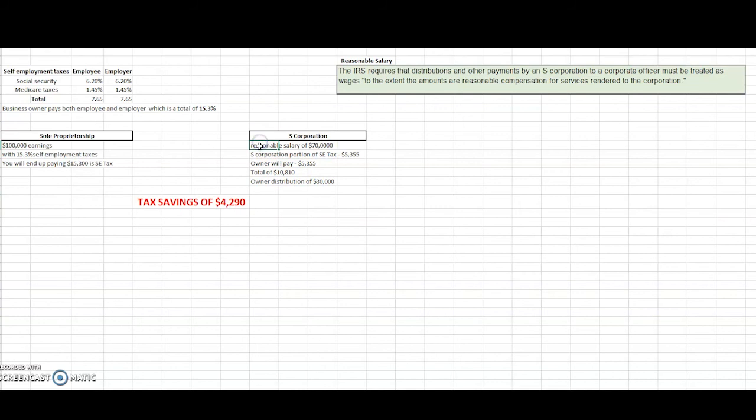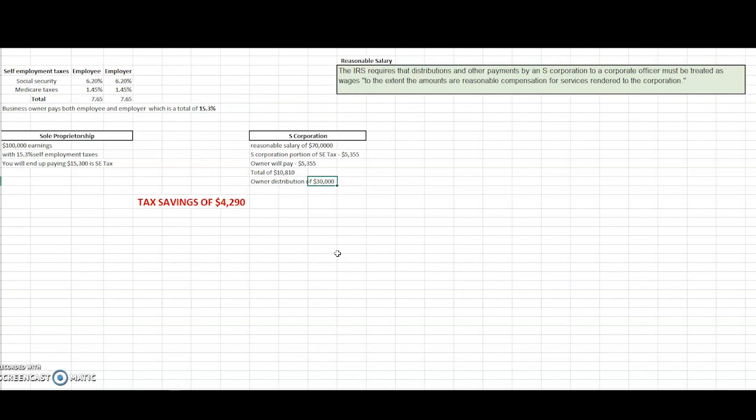Now you're probably thinking, why is my reasonable salary only $70,000 if I had earnings of $100,000 over here? That's because corporations get to have something called owner's distributions. The S corporation distributes money to you, and like I said, you only need to have a reasonable salary. So from those $100,000 earnings, only $70,000 has to be run through payroll, and the remaining $30,000 gets distributed to you as shareholder distributions. That's how you save a lot of money on taxes, by electing to be taxed as an S corporation and then having a reasonable salary as a shareholder of that S corporation.